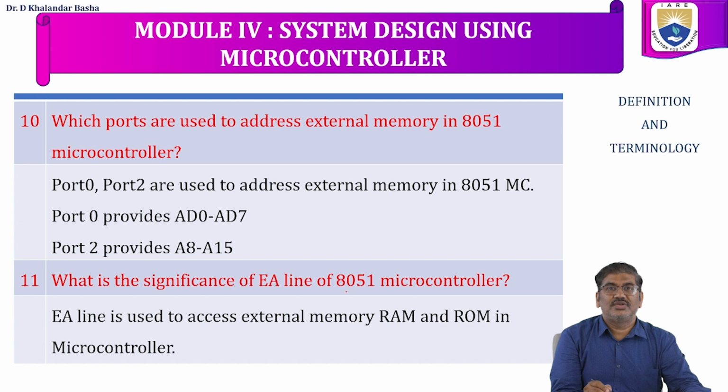What is the significance of EA bar line of 8051 microcontroller? The EA bar line is used for external access. This external access memory may be RAM or ROM. So when the EA pin is equal to 0, then we are accessing the external memory.